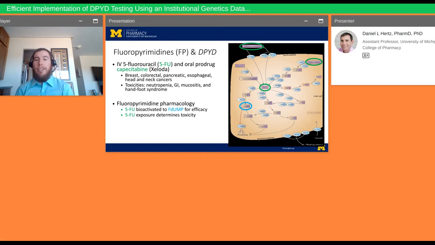On the right-hand side of this slide, you'll see the breakdown of the pharmacology of this agent with 5-fluorouracil in the middle. 5-fluorouracil goes down one metabolic pathway to FdUMP, which is responsible for the efficacy of this drug. An alternative pathway it can go down is seen here in red. Approximately 80% of systemic 5-FU goes down this metabolic pathway, where it is metabolized to an inactive form by dihydropyrimidine dehydrogenase. This enzyme is encoded by the DPYD gene.